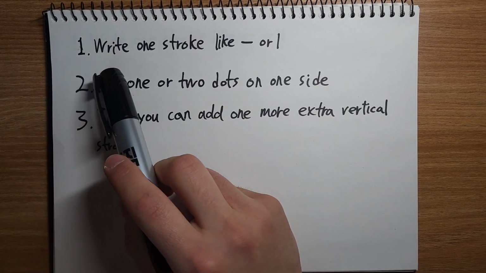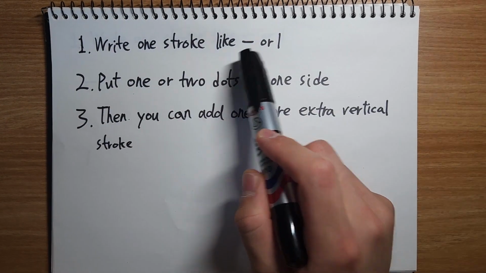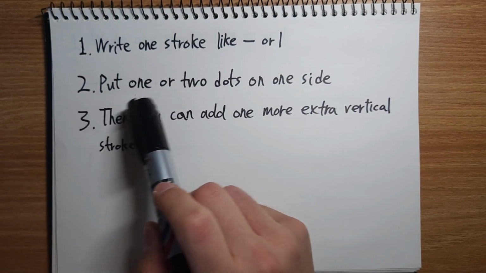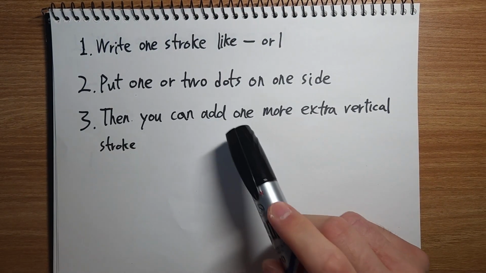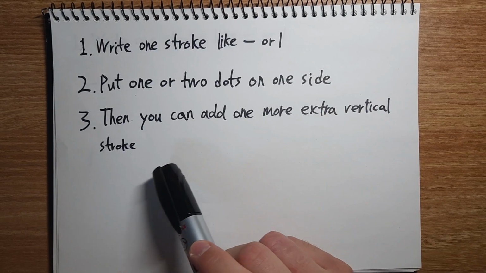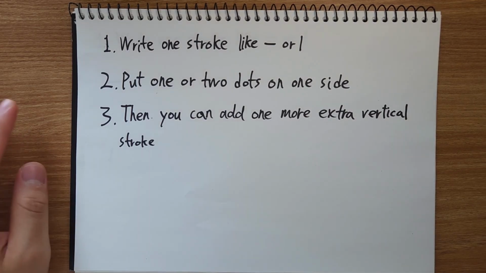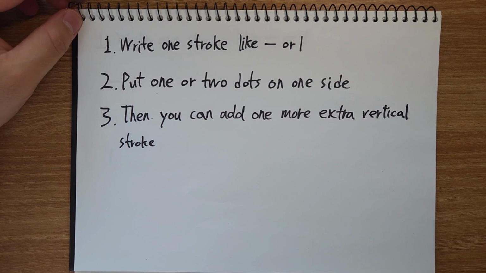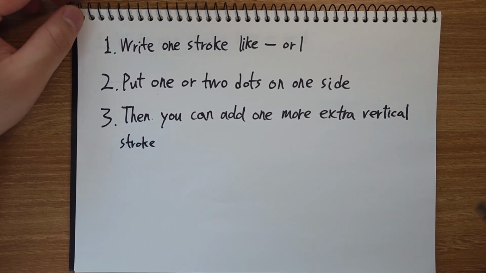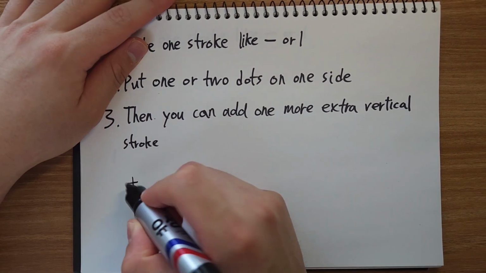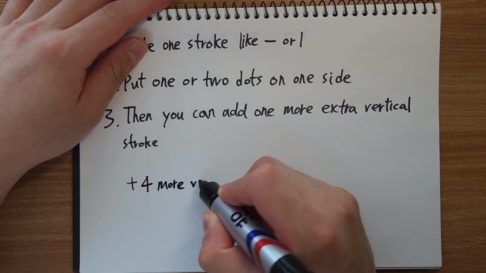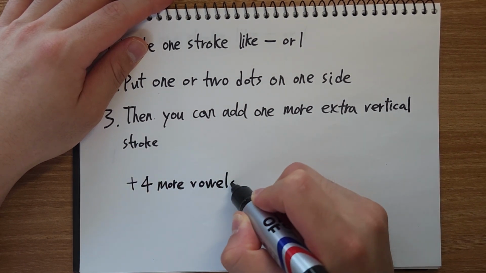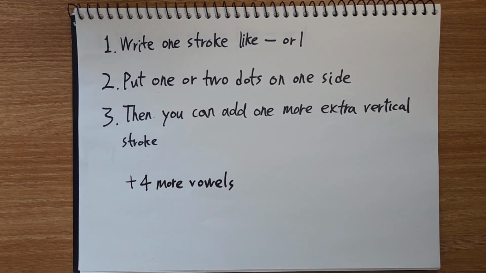First, you write down one stroke like U or E. Then put one or two dots on one side. Then you can add one more extra vertical stroke. But there are 4 exceptions that cannot be made by these 3 instructions. So plus 4 more vowels. By following this, you can make all of the Korean vowels.